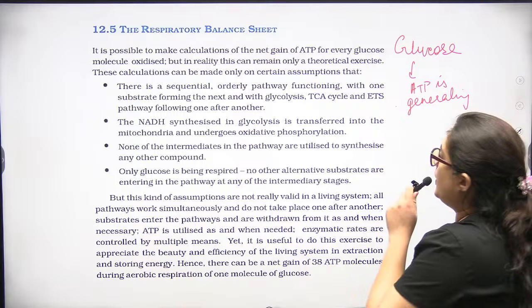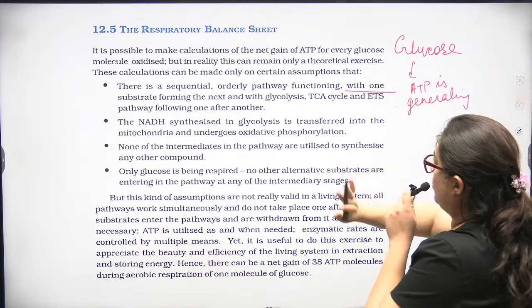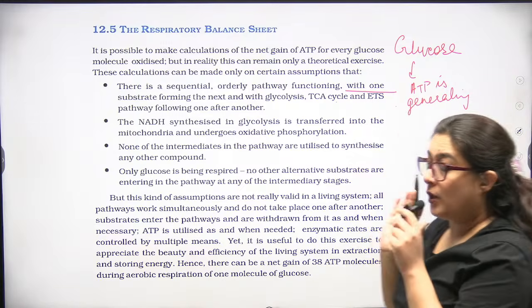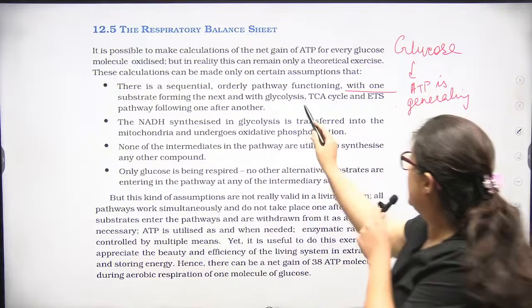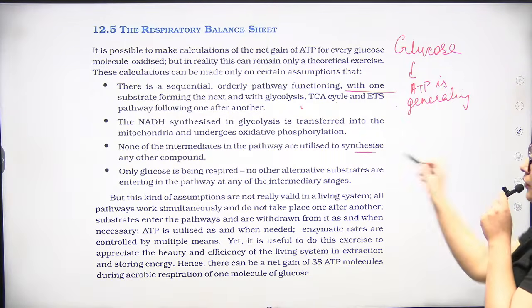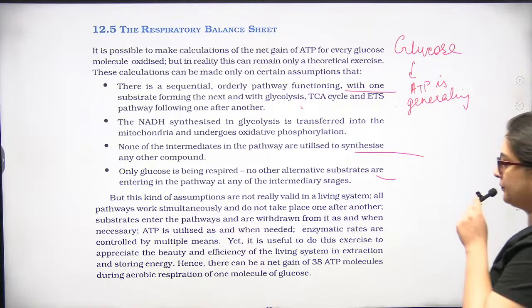Now, this is a sequential orderly pathway with one substrate forming the next, with glycolysis, TCA cycle and ETS. Overall, the oxidation of food involves three steps: glycolysis, TCA cycle, and ETS. The NADH synthesized in glycolysis is transferred into the mitochondria. None of the intermediates are used elsewhere. One glucose is being respired.